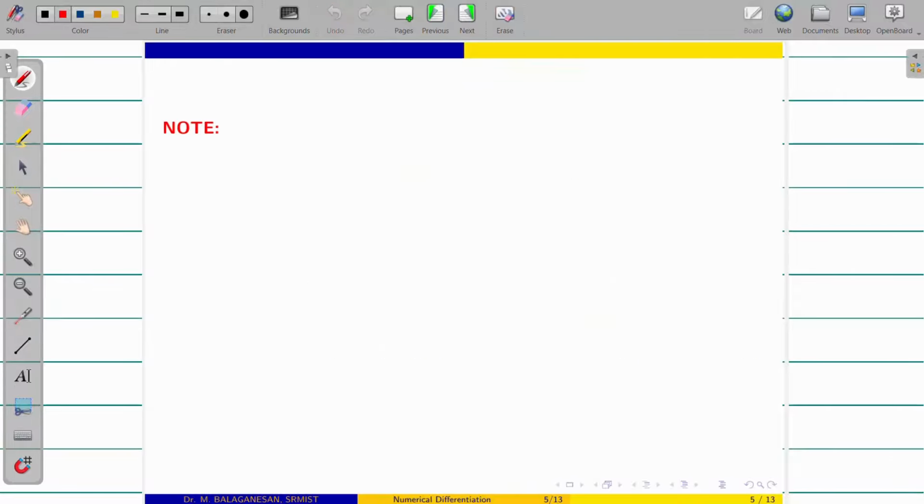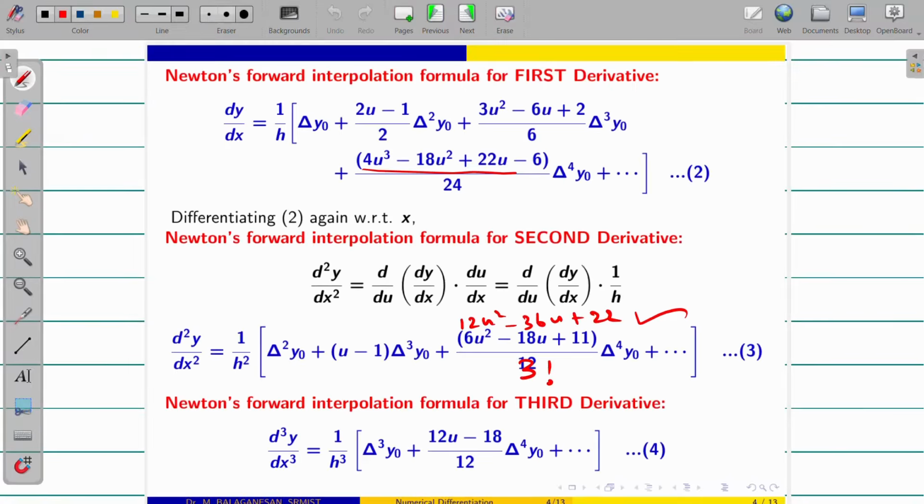For the next derivative, you have to do it the same way. You have to differentiate this again with respect to u, and we can get this answer. This is the way to find the first three derivatives, guys. Using the forward interpolation formula, we are deriving the first derivative, second derivative and third derivative formulas. All are for what?